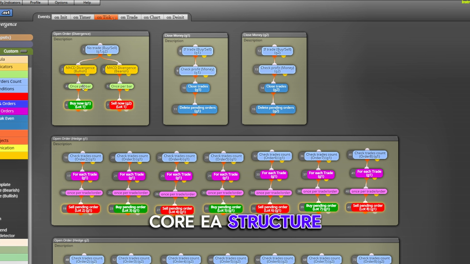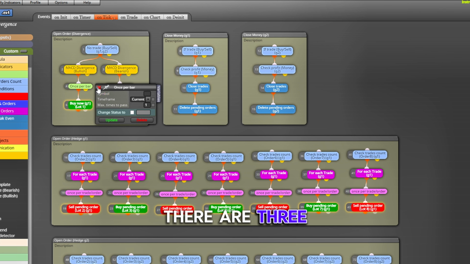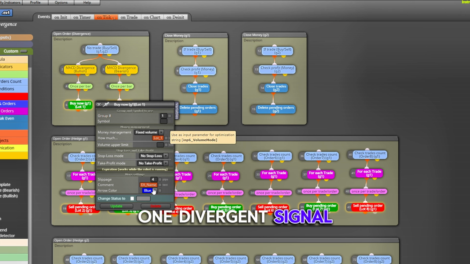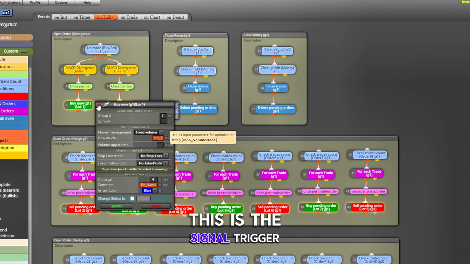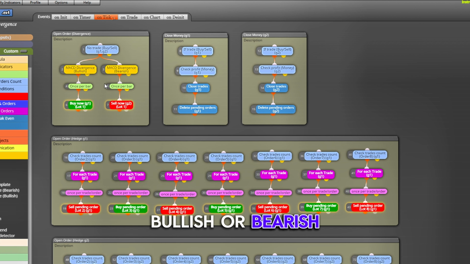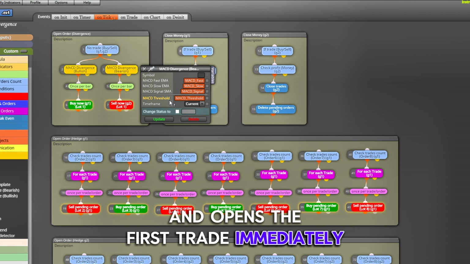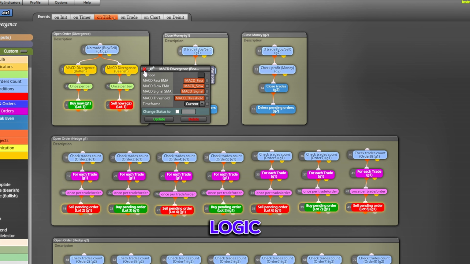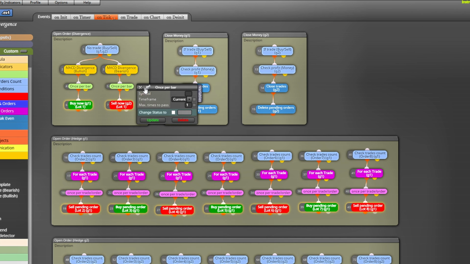Core EA structure. There are three main components of this EA. 1. Divergence signal block. This is the signal trigger. The robot checks for a MACD divergence, bullish or bearish, and opens the first trade immediately, using a specific lot size.